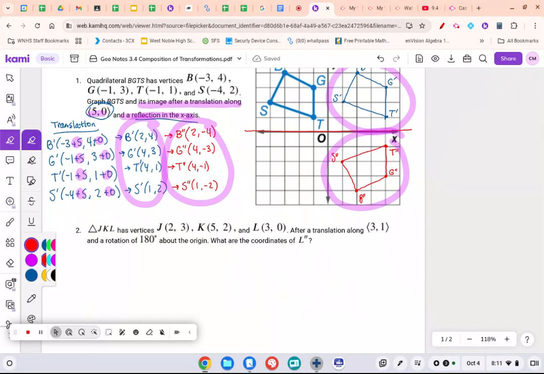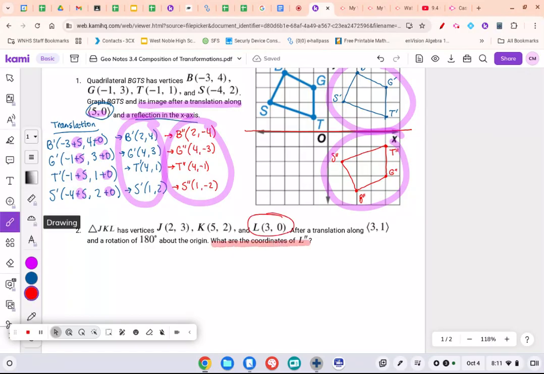For this next one, even though it gives me a lot of information, it only asks for L double prime. So I'm just going to look at L. I have a vector that I am translating along, so I'm going to add 3 to the x and add 1 to the y. That gives me 6, 1.